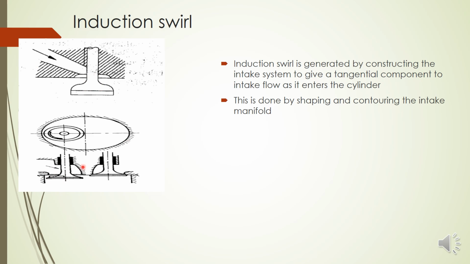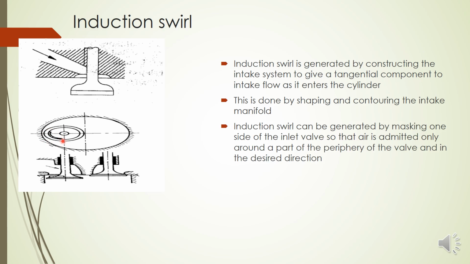Then this is the second method. This is a front view of the inlet valve, this is the exhaust valve, and this is the top view. So here you can see that one side of the inlet valve is masked. This is shown in the top view here. So that is another method. Induction swirl can be generated by masking one side of the inlet valve, so that the air is admitted only around a part of the periphery of the valve and in the desired direction. Like that we can generate a particular direction oriented air by masking one side of the inlet valve.